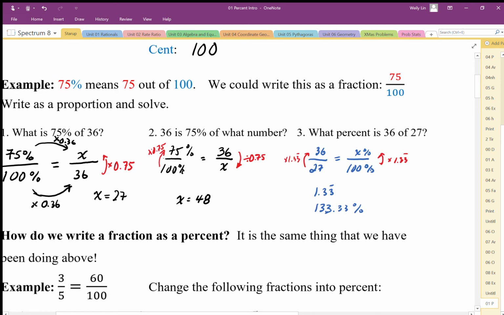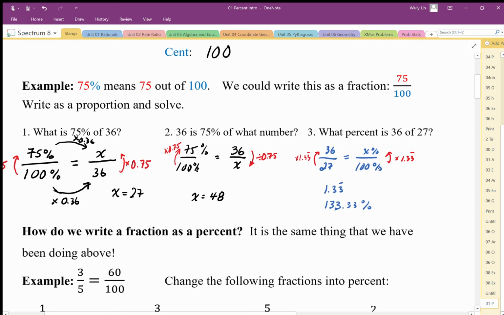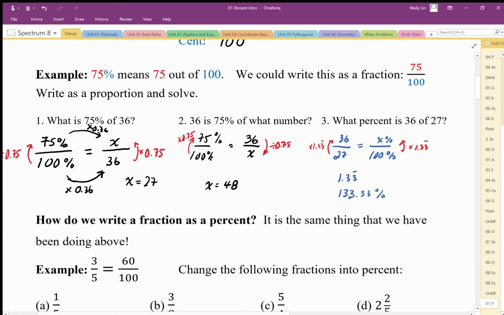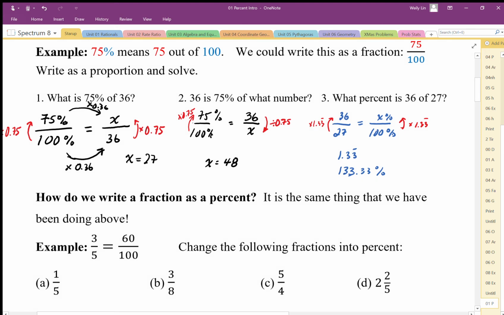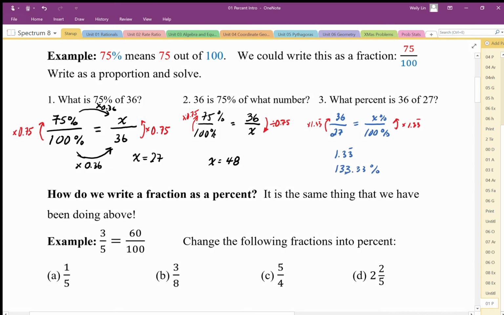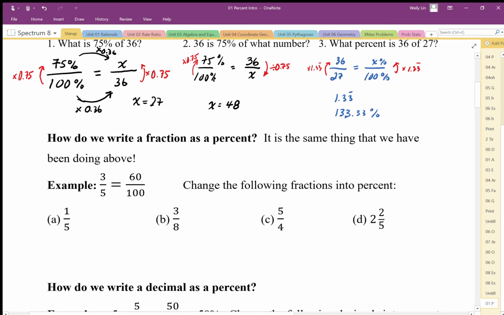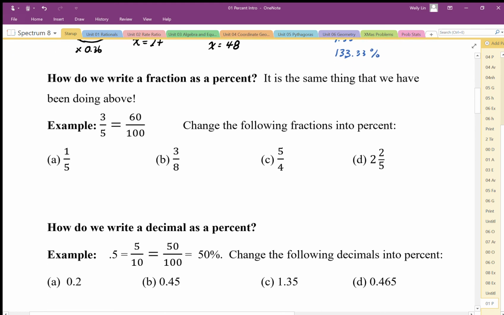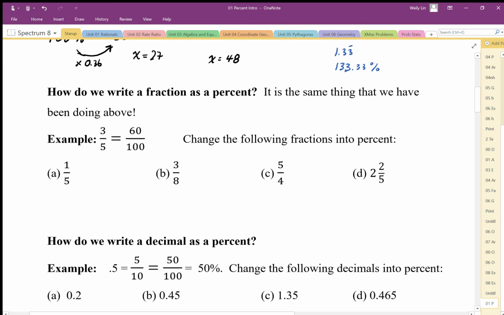Okay, so percentages are really just a ratio or a rate. It's specifically out of 100, so we can set it up as an equivalent fraction, an equivalent proportion, and solve it as an equivalent proportion. The left and right multipliers exist. However, the up and down multipliers are our percentages, our decimal percentage, or what we would consider a unit rate. So we're going to convert a fraction to a percent, and all we're going to do is set it up as a proportion out of 100.